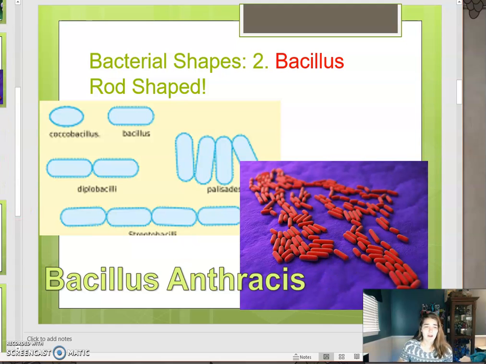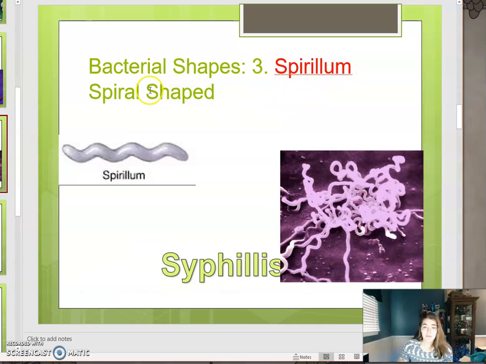Last but not least, shape-wise, is the spirillum. So spirillum is just curlicue, spiral-shaped. So spirillum lives up to its name with this little shape. And here's a picture of a common spirillum, syphilis, which is a disease transmitted through close contact, let's say. But spirillum just means the shape of a spiral.